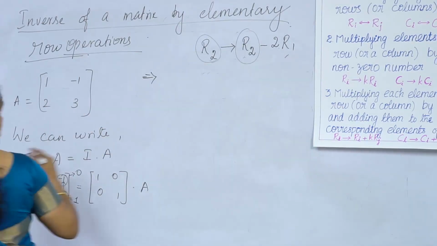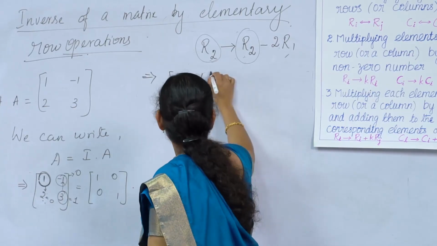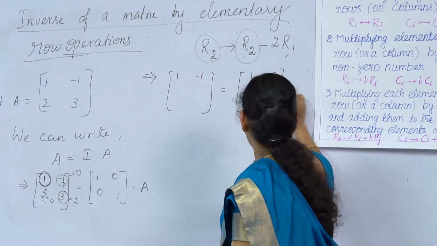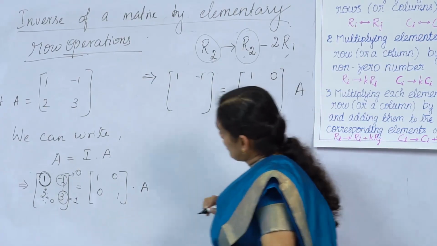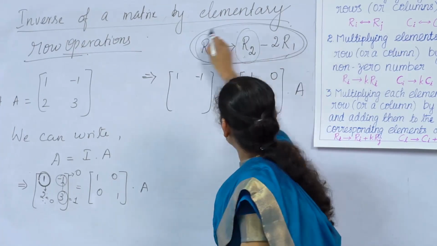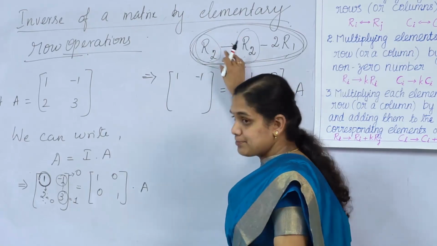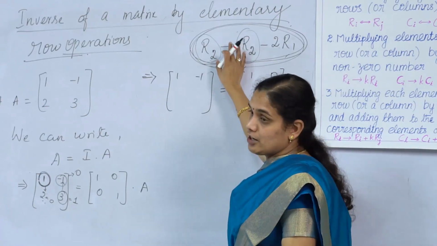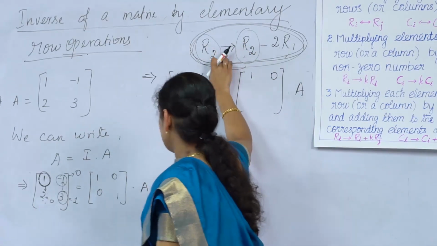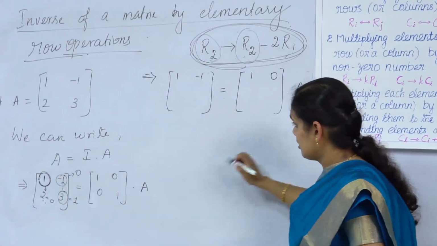Now see, here 1 minus 1, the first row will not change, so let us first write that one to avoid confusion. And also, whatever elementary operation or transformation you are applying, this must be mentioned in your answer script. If not, you will be losing some marks. So this is important to write, and this is 2. So I am going to apply this here, R2.